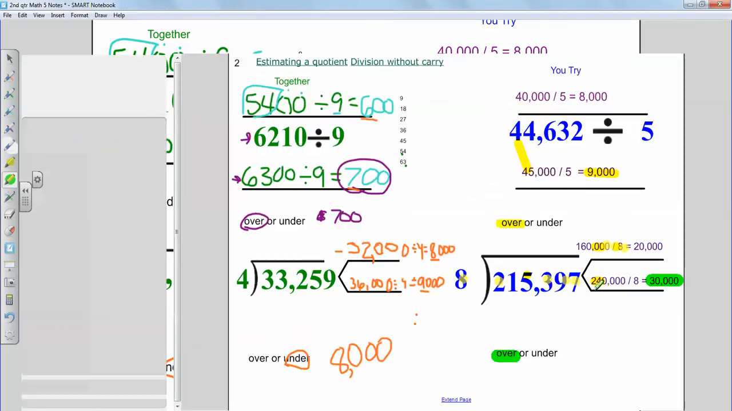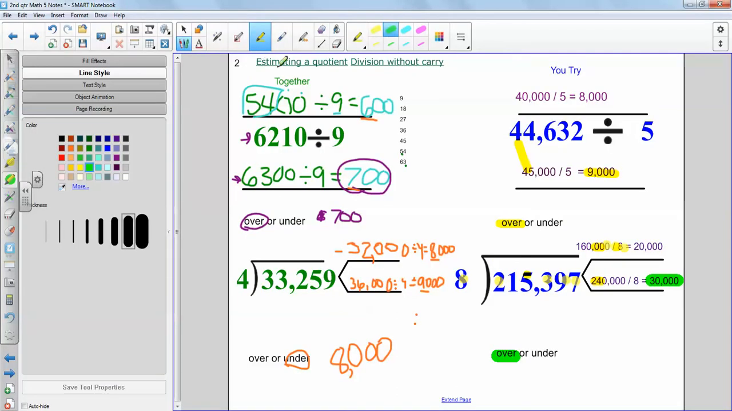So these are all of our fancy shortcuts that we can use with estimating a quotient.